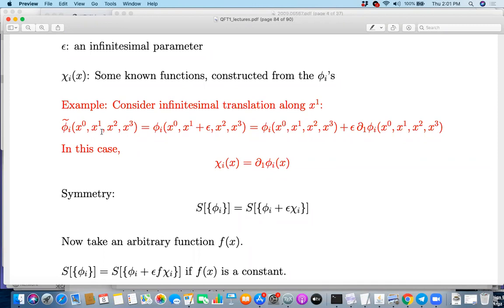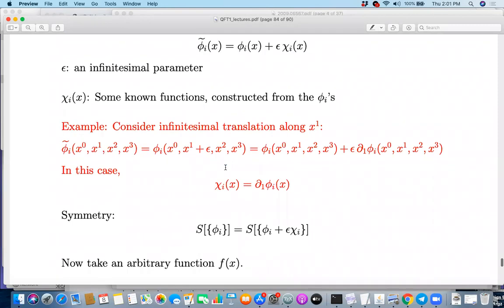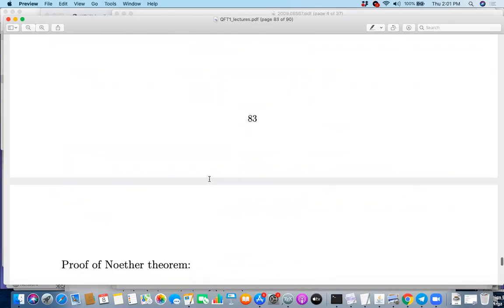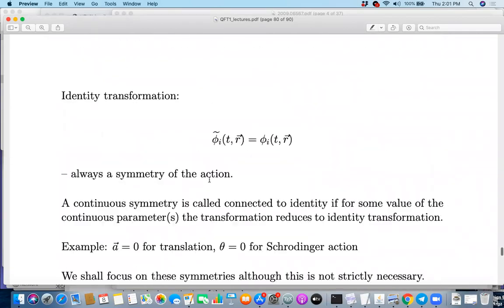Oh, because that's the definition of the transformation law, right? Because what is translation? Let me go back to the definition of translation that I gave in the continuous symmetry.